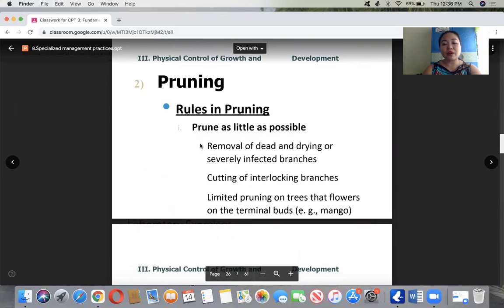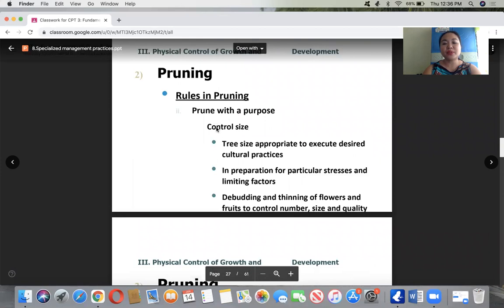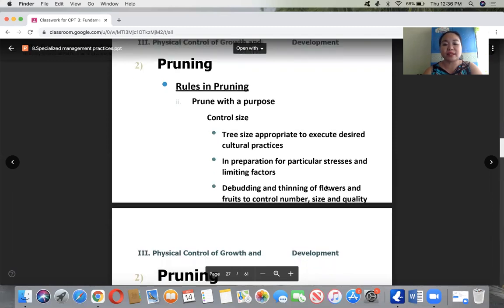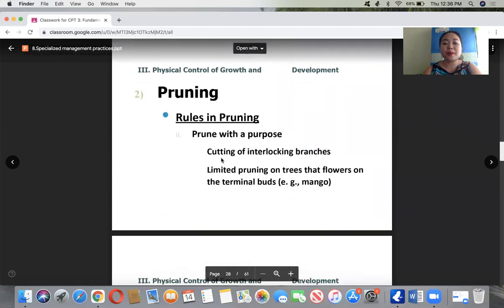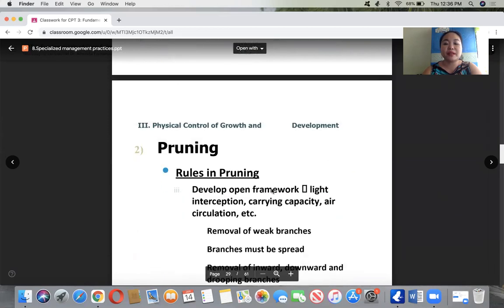So there are also rules in pruning. First, prune as little as possible, because removal of dead, drying, or severely infected branches includes pruning and cutting of interlocking branches, with limited pruning on trees that flower on the terminal buds, such as mango. Another rule is to prune with a purpose, or control tree size appropriate to execute the desired cultural practice in preparation for particular stress and limiting factors, and debudding and thinning of flowers and fruits to control number, size, and quality. So prune also with a purpose, cutting interlocking branches. Limited pruning on trees that flower on terminal buds, example, again, mango.